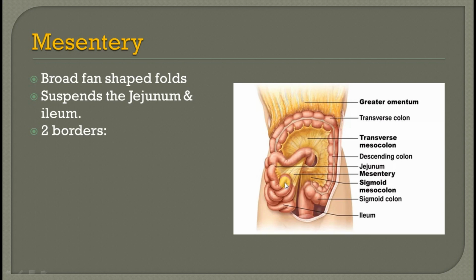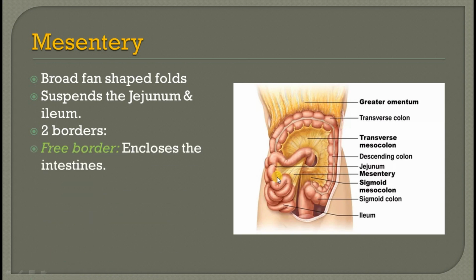It has got two borders. The free border is also called the anti-mesenteric border, which covers the coils of jejunum and ileum. So that forms the outermost layer also. The outermost layer or the serosa. The serosa is mainly formed by the visceral peritoneum, which is nothing but the mesentery covering this.